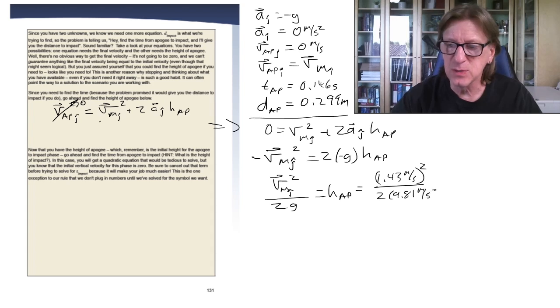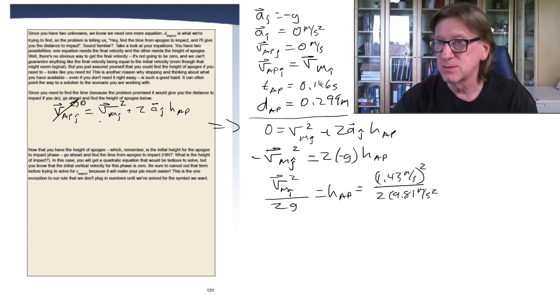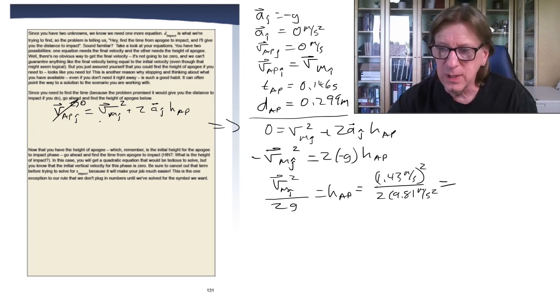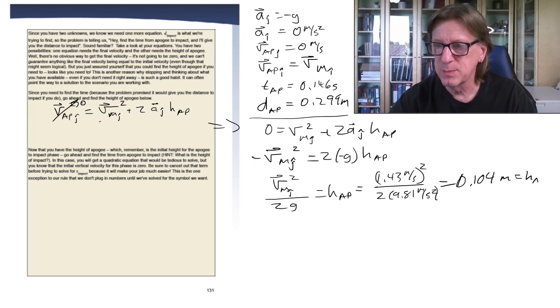Meters per second squared. Because if you think about it, I need to get a height, so I need these second squareds to cancel from that. All right, so we put in our numbers then. We got 1.43 squared divided by 2 divided by 9.81 meters per second squared, and that is equal to 0.104 meters for our apogee height.